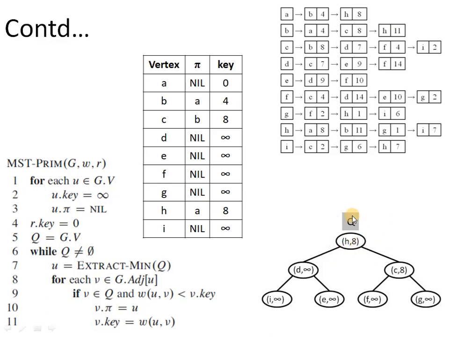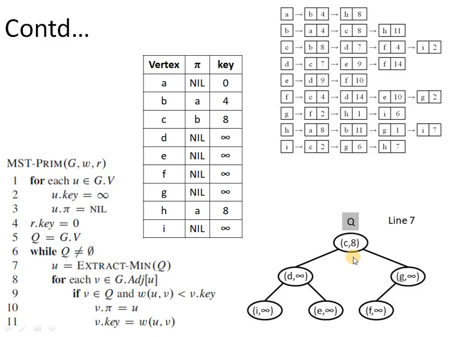So next we have to perform extract min again. So H will be deleted from the heap, and now we have to consider the linked list corresponding to vertex H. It has A, which is not a part of the heap. Then it has B, again not a part of the heap.